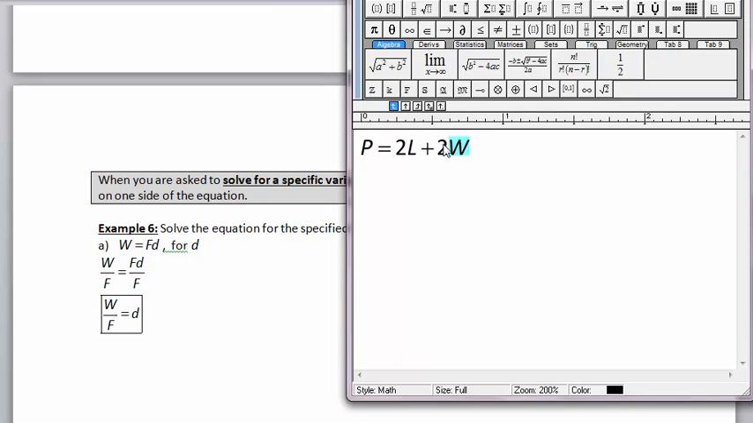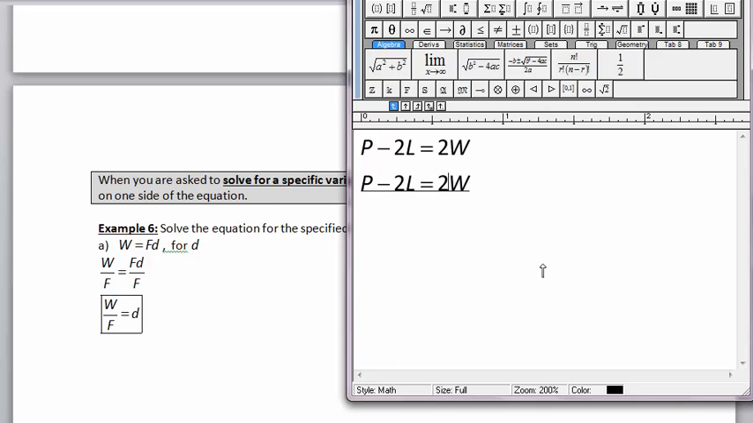To get w by itself, the first thing I'll need to do is get rid of this 2l that has been added on. So we're going to subtract 2l from both sides of the equation. On the right-hand side, 2l minus 2l gives us 0l, or just the 2w. So my equation is now p minus 2l equals 2w.